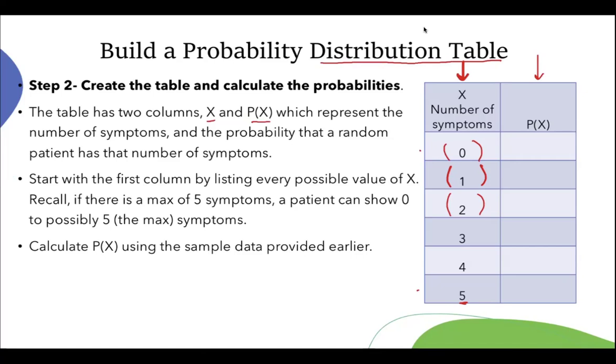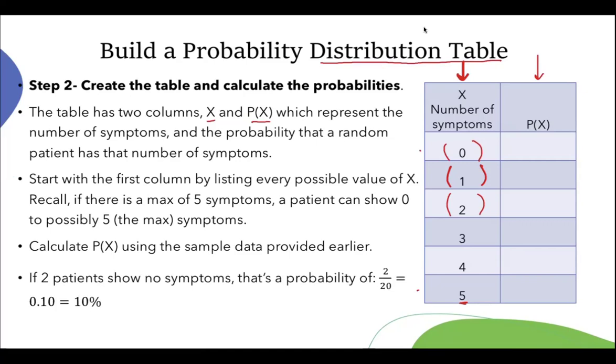So we were told that there were 2 people in the total of 20. 2 out of 20 had no symptoms at all. So we take that 2 out of 20 and turn it into a percent. 2 divided by 20, and we could do this on our calculator, I'll show you. 2 divided by 20 is 0.10. 0.10 times 100 is 10%.